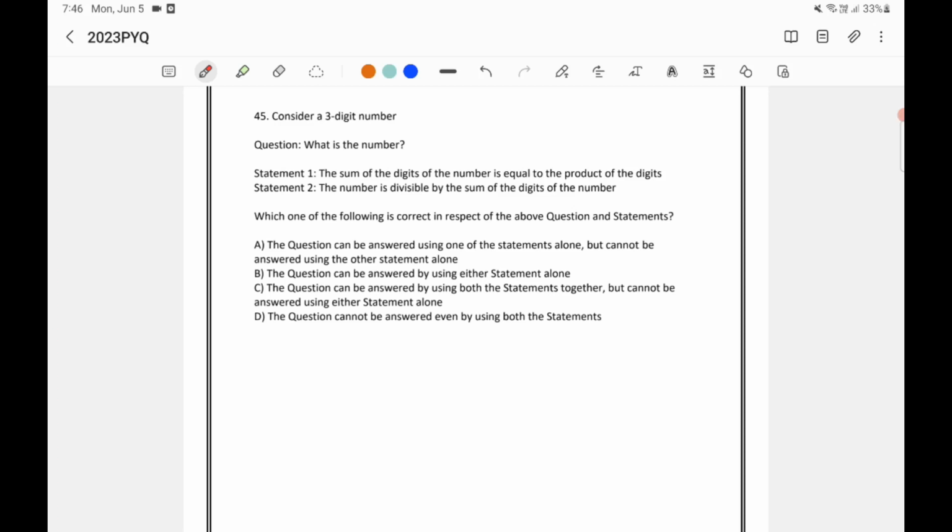Consider a 3-digit number. It could be any 3-digit number. Now what is the number? That is the question. We need to find out the number. Okay. So it's not a yes or no question. We have to find out the number.